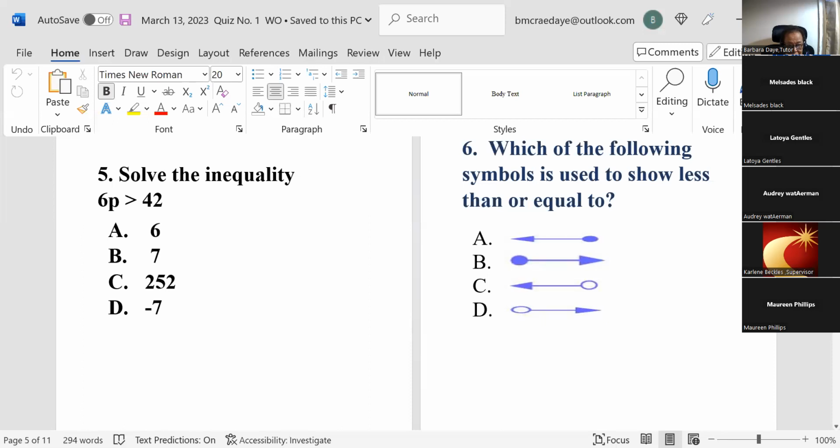Can you complete the sentence, Miss? Number 6. What about number 6? Which of the following symbols is used to show less than or equal to? Okay, thank you.